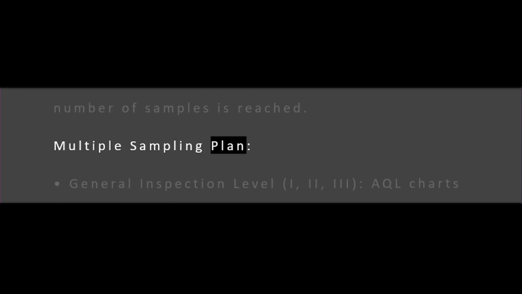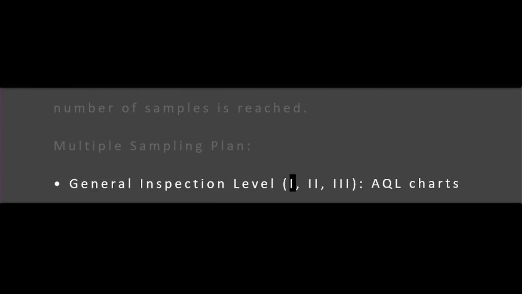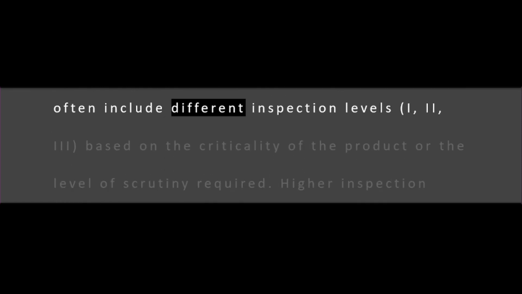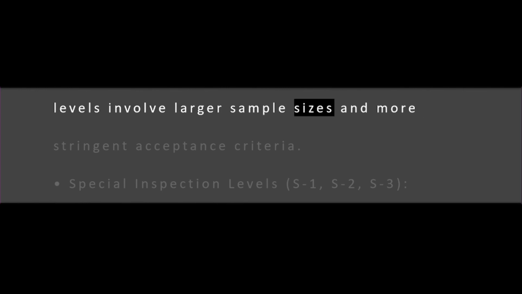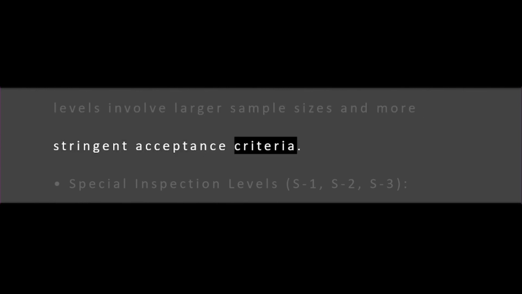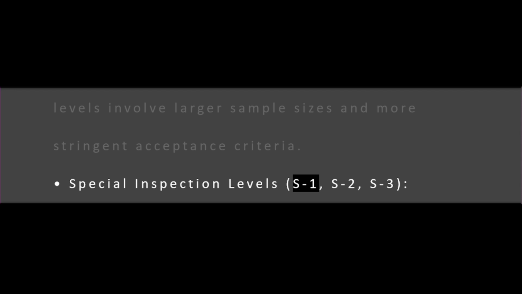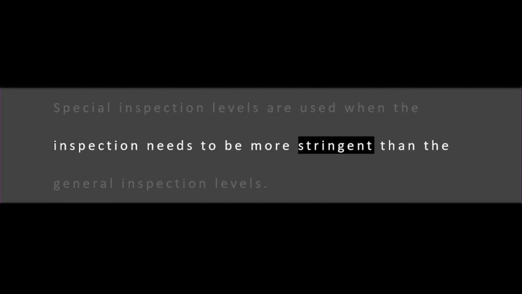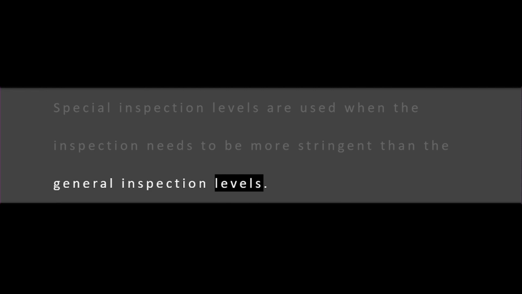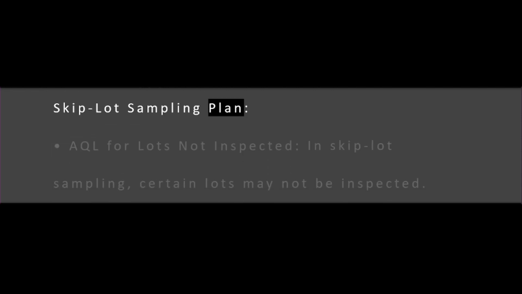Multiple sampling plan. General inspection level 1, 2, 3. AQL charts often include different inspection levels 1, 2, 3, based on the criticality of the product or the level of scrutiny required. Higher inspection levels involve larger sample sizes and more stringent acceptance criteria. Special inspection levels S1, S2, S3. Special inspection levels are used when the inspection needs to be more stringent than the general inspection levels.